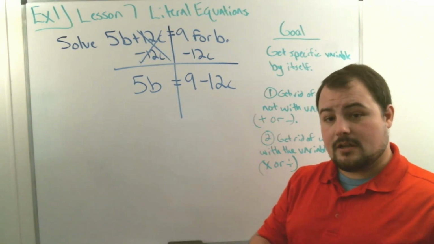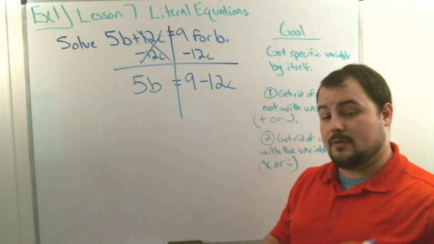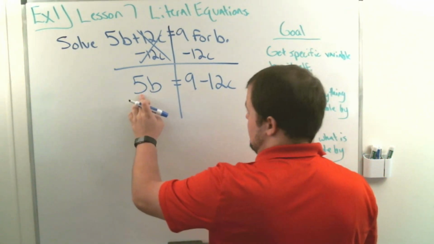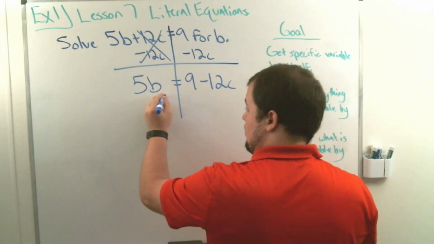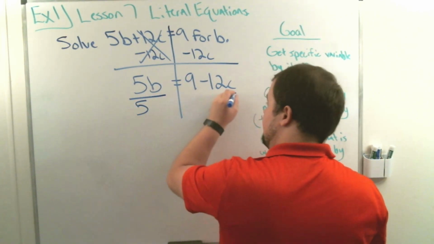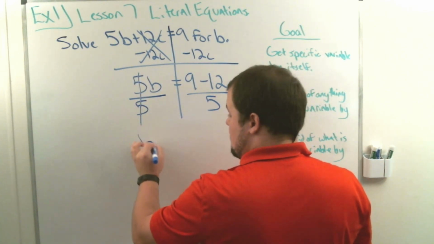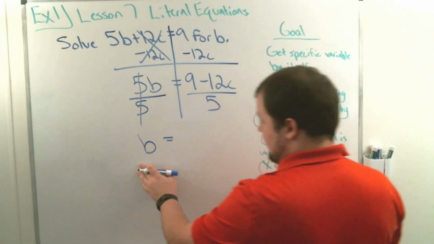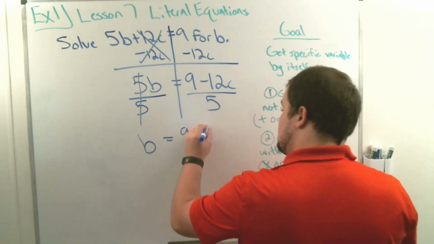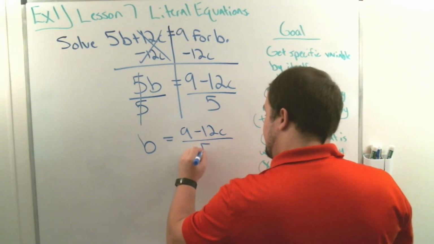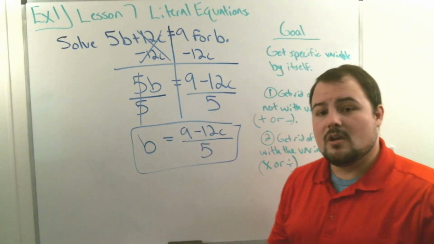There's nothing else that's not with the variable. So we need to get rid of what is with the variable. So we're going to get rid of this number 5. Well, this 5 is multiplying by b. So we're going to divide by 5, divide by 5. 5 divided by 5 cancels out, and we now have the variable b all by itself. B is going to equal 9 minus 12c divided by 5. And this would be my answer to the problem.